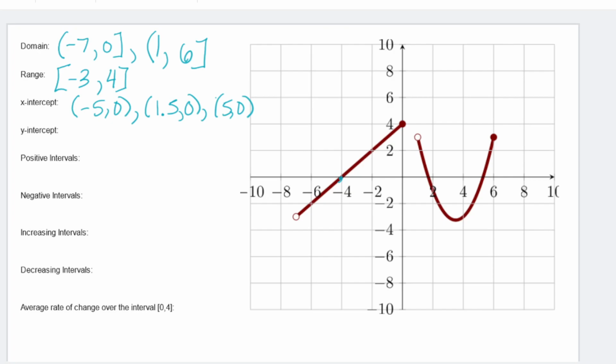Now when I look at this graph, the y-intercept, the point that's along this line, there's only one y-intercept, and it's right here at 4. So that is the ordered pair 0, 4.